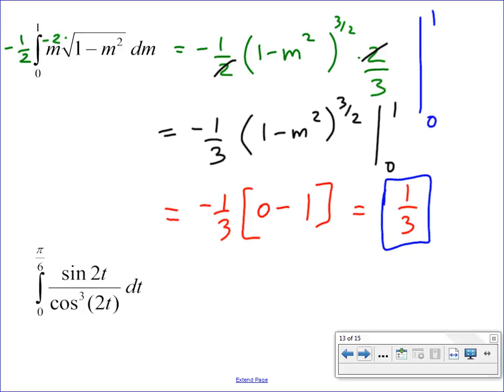My base is cosine of 2t, right? And then that's all to the power of negative 3. I need to provide for the derivative of the base, cosine of 2t, which is the opposite of sine of 2t, times 2, yes? So if I had negative 2, yes? Is that it? So this is my derivative of the base. But I didn't have a negative 2, so I need a negative 1/2.